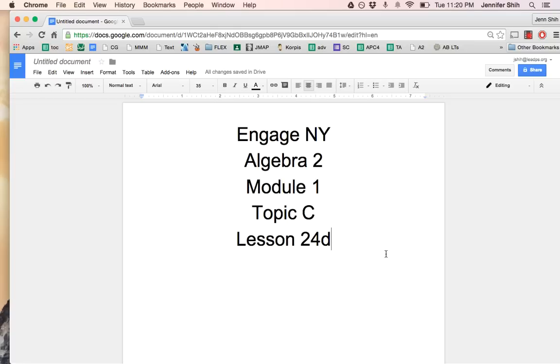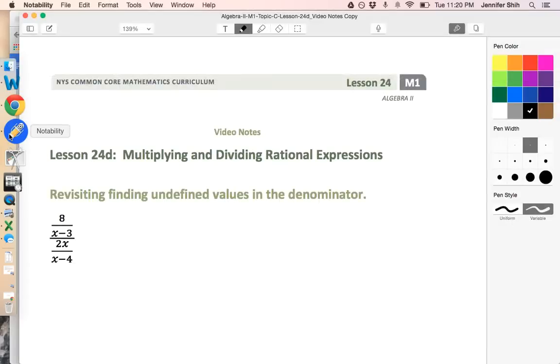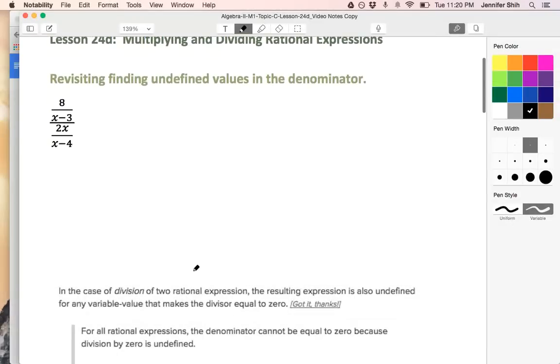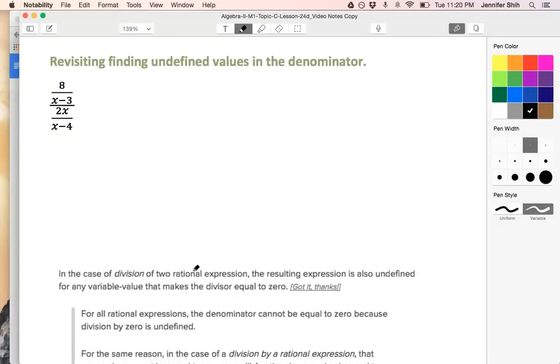Hello, this is the last part of our lesson 24. We're just going to do some hopefully quick examples of more complex fractions. And so we are going to revisit the idea that we have to find values that make the denominator 0, because we actually have to exclude those values.